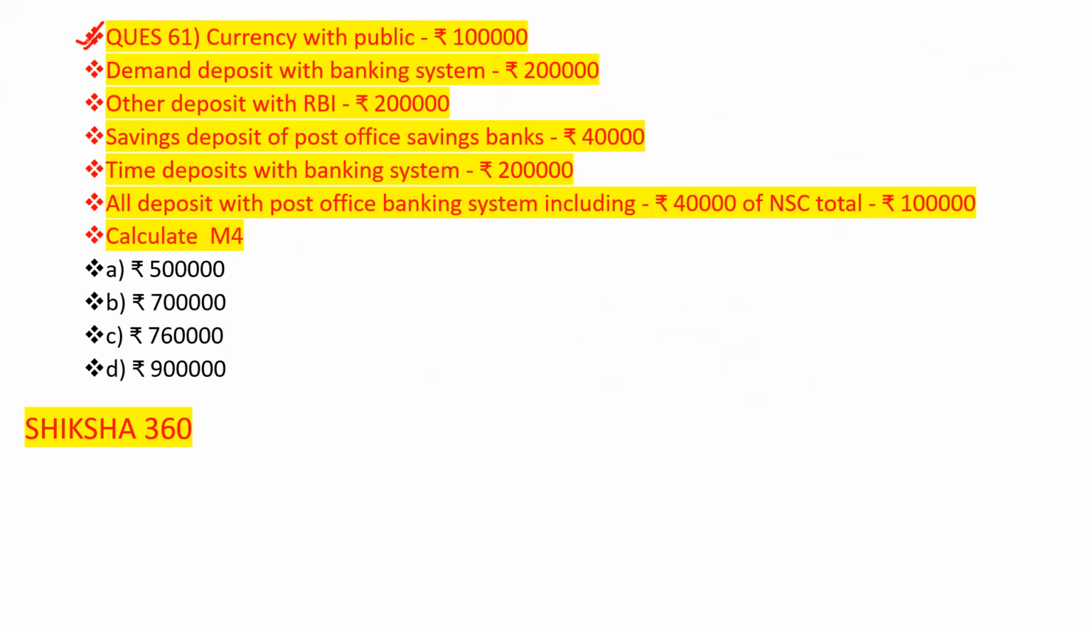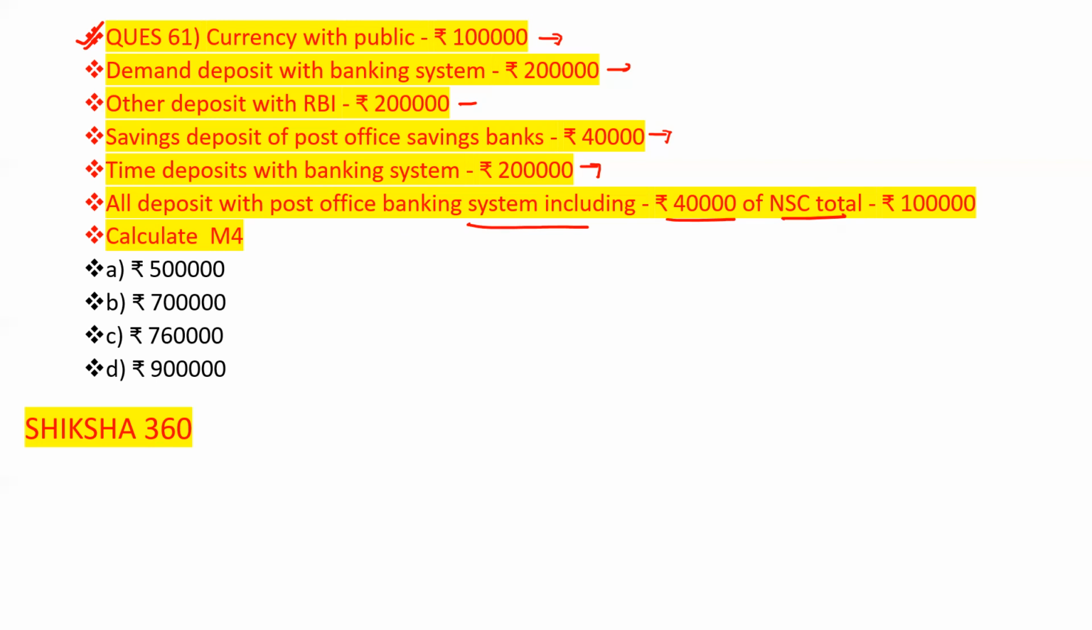Question number 61. This is a simple numerical type of question. Here what they have given: currency with the public, 1 lakh. Demand deposit with the banking system, 2 lakh. Other deposits with the RBI, 2 lakh. Saving deposit of post office saving bank, 40,000. Time deposit with the banking system, 2 lakh. And all deposits of the post office banking system, including 40,000 of the NSC, total.